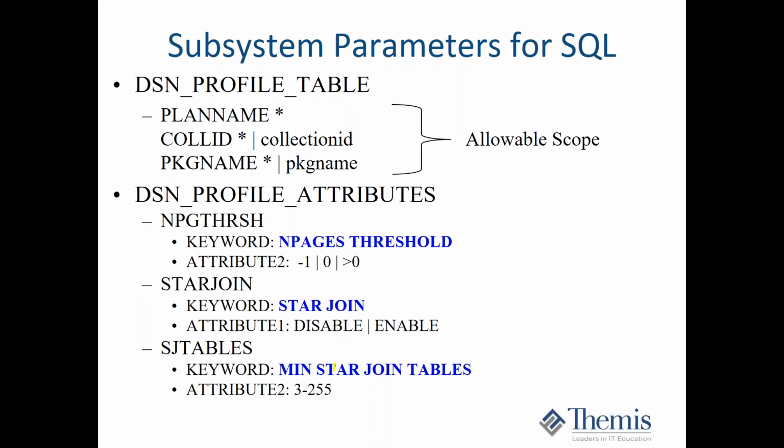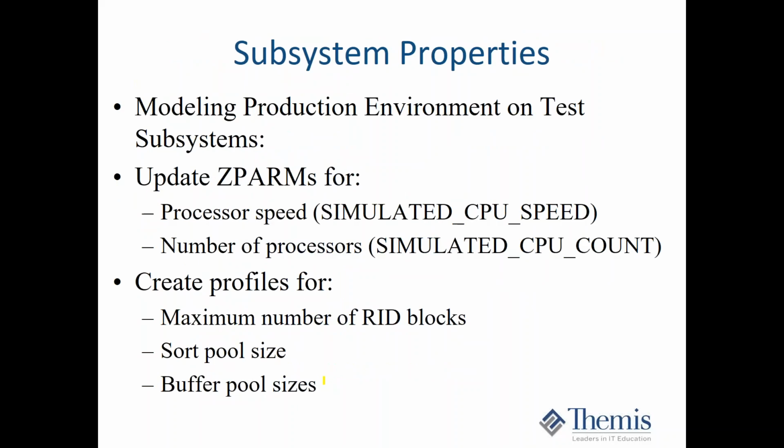I can turn on star join and control it through zparm overrides. The star join and the minimum star join tables, those zparms, where I turn it all off. Well, for a certain collection of packages, maybe I want, or a certain plan, maybe I want to turn them off. So we can do that. Or I can model test to match production.